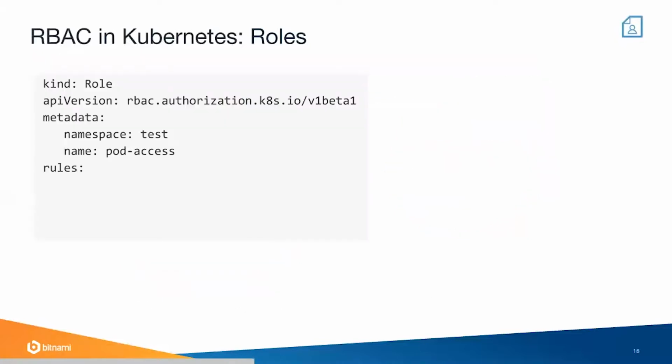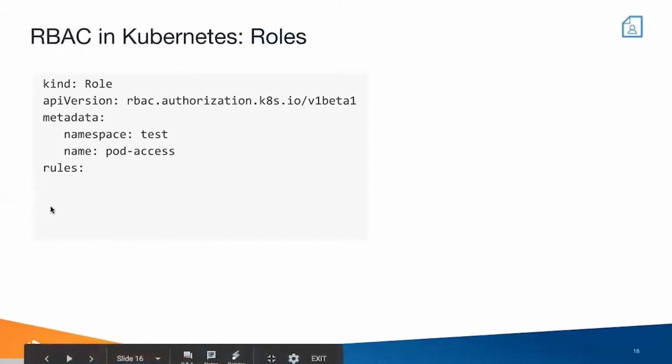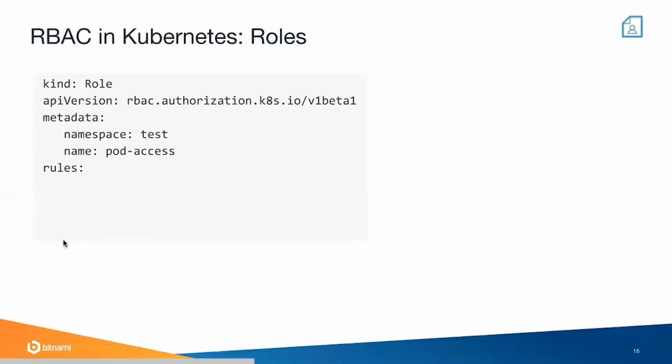Shall we? So the first part, the kind, API version, metadata, is just the same as any other Kubernetes object. The important part is the rules. There we're going to say what we can put. There we're going to connect two items. So really simple. What are we going to put in the rules section? Which resources we want to connect and which operations we want to connect.